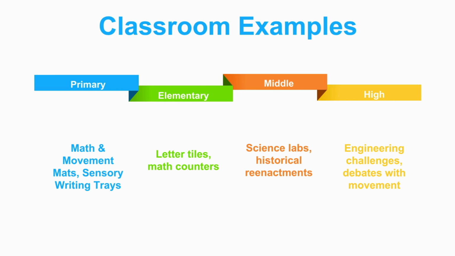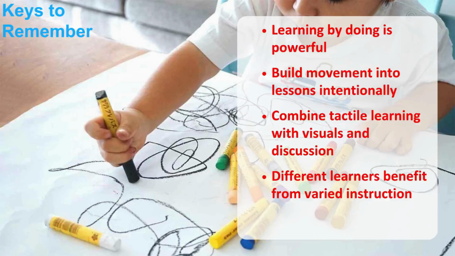So when it comes to classroom examples, as always, interchangeable. Know your students, know what works for them, try out different things, experiment. But for the primary, we have math and movement mats, sensory writing trays. Then for elementary, we have letter tiles and math counters. Maybe for middle school, you have science labs, historical reenactments. And then high school, engineering challenges, debates with movement, okay? So depending on your students' capabilities, you can mix and match these, try out different ones, experiment, see what works and see what doesn't work. That way, at least you know you're trying to address this specific learning style within your lesson plan.